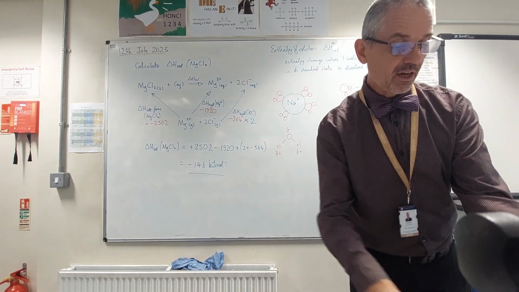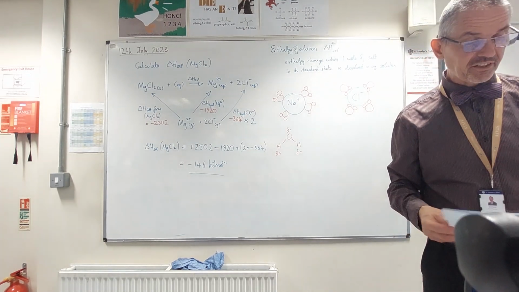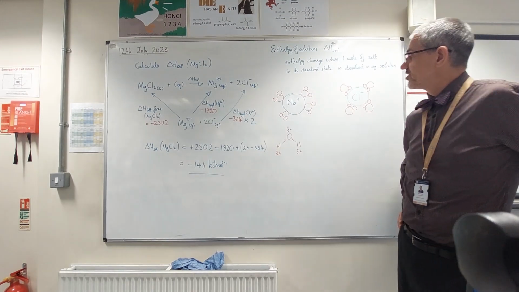Magnesium chloride is a very, very soluble substance. We can dissolve lots of it because, as far as the universe is concerned, that is super downhill.